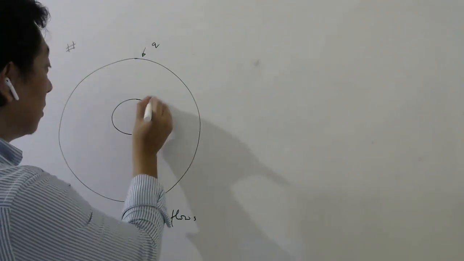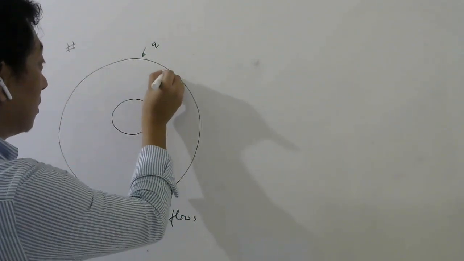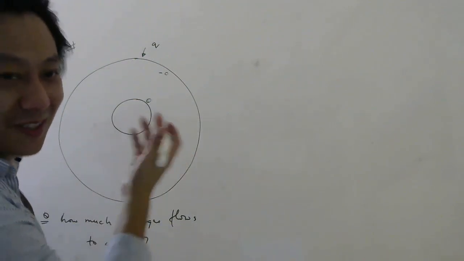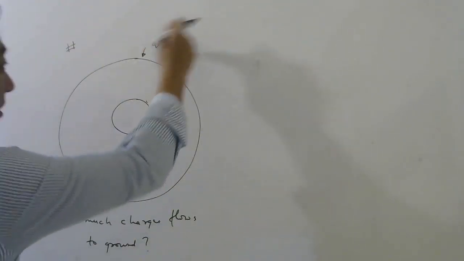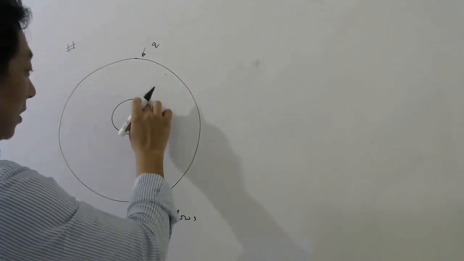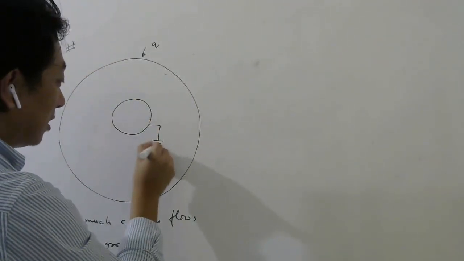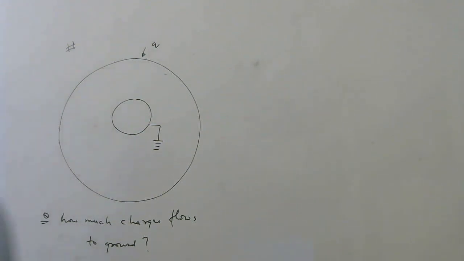So it is 0, this will be minus 0. Minus 0 means 0 only. So outside will be q. So the whole charge, this q which is given, will be outside. But the moment you connect this to ground, things will change. Why does it have to change?